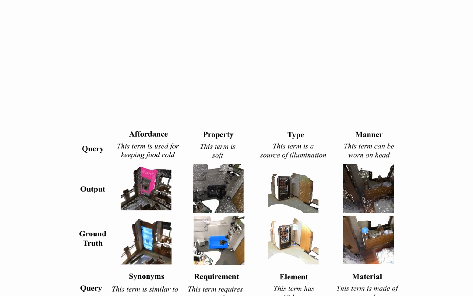In the context of Open3DIS, a qualitative analysis is conducted on the OpenScan benchmark, as depicted in Figure 6. This figure highlights the ground truth target object and the output in color. The affordance, output, and ground truth query terms are used to describe various properties and functions of objects, such as keeping food cold, being a source of illumination, or being soft. These terms also have synonyms like image element, which shares similarities with the original term.